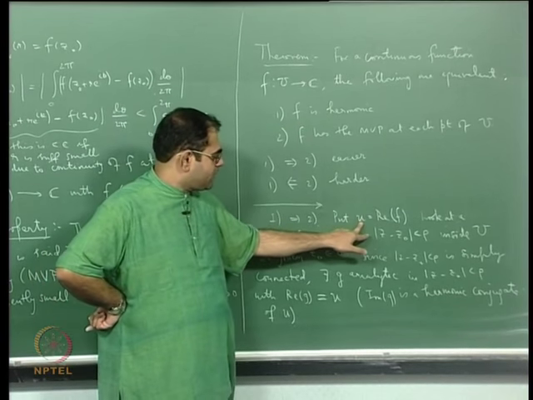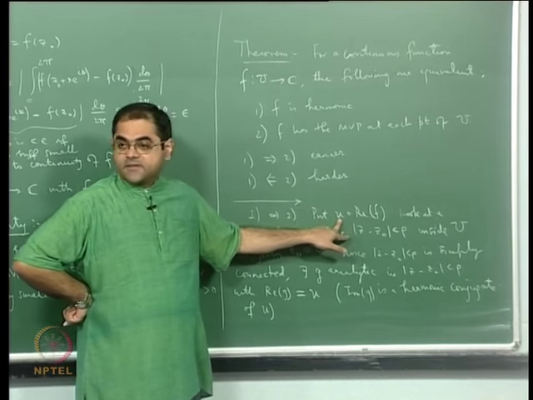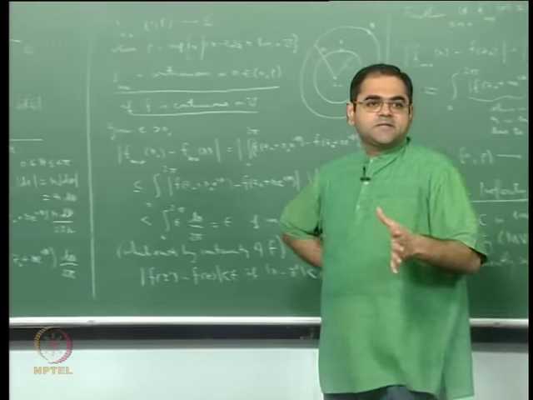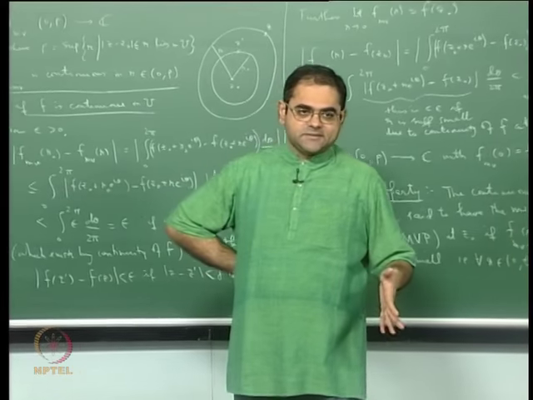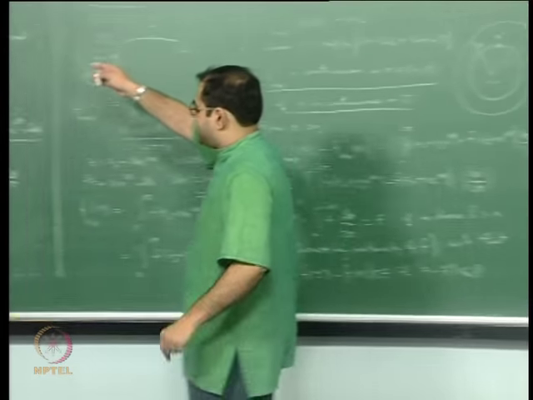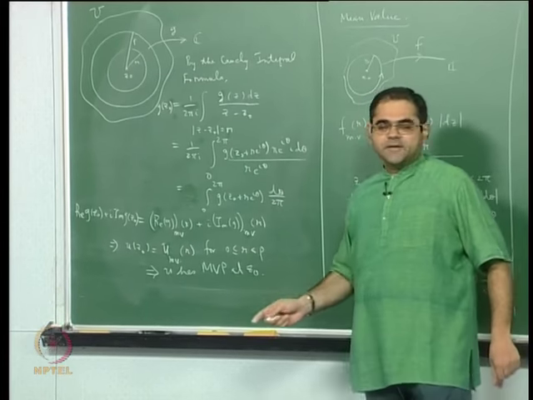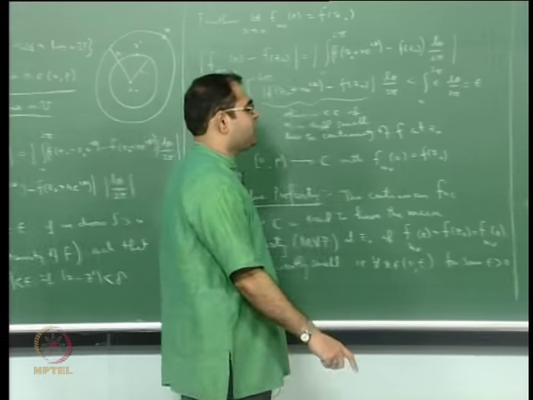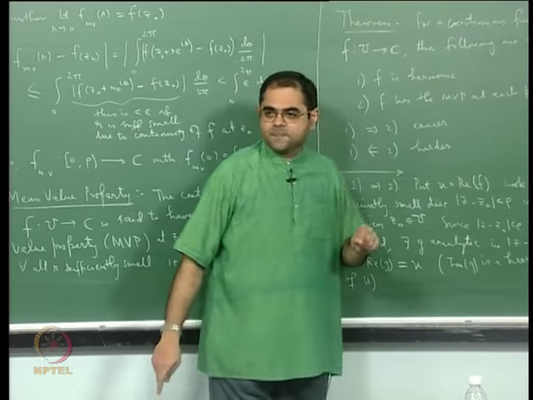if I take a real valued harmonic function, then this is the real part of an analytic function, okay. And then I am using the fact that the real and imaginary parts of an analytic function have the mean value property, okay. I am just trying to deduce it using the Cauchy integral formula. So this proves, this is one way of showing 1 implies 2, okay.